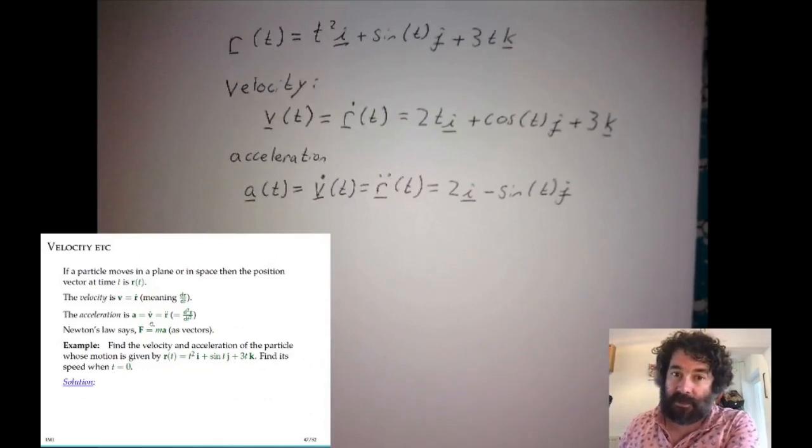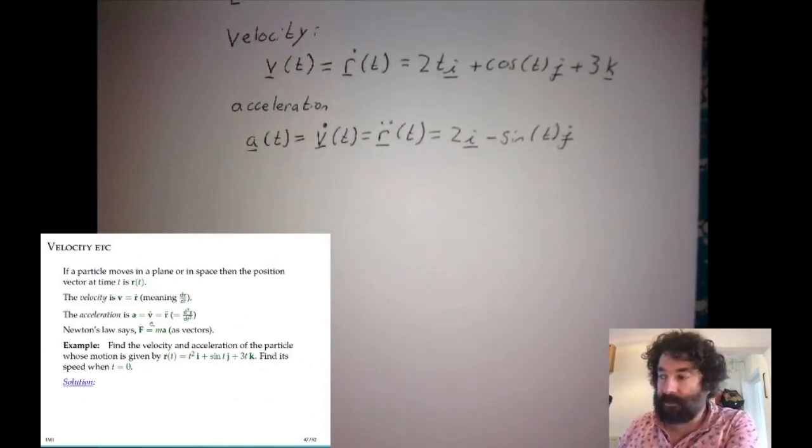And the problem also asks you to calculate the speed. So the speed.